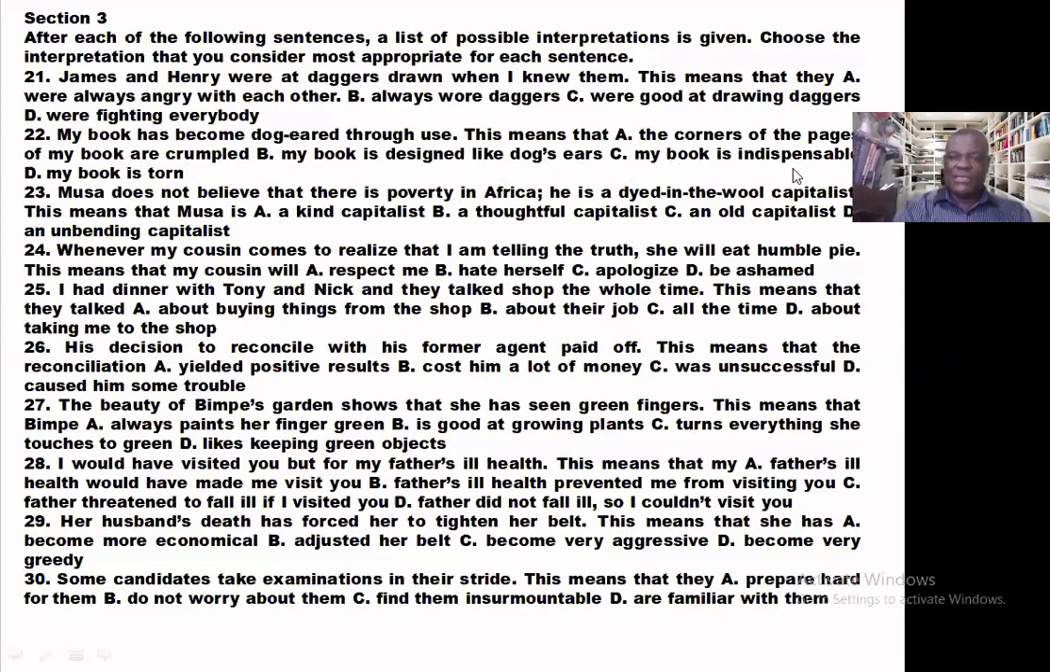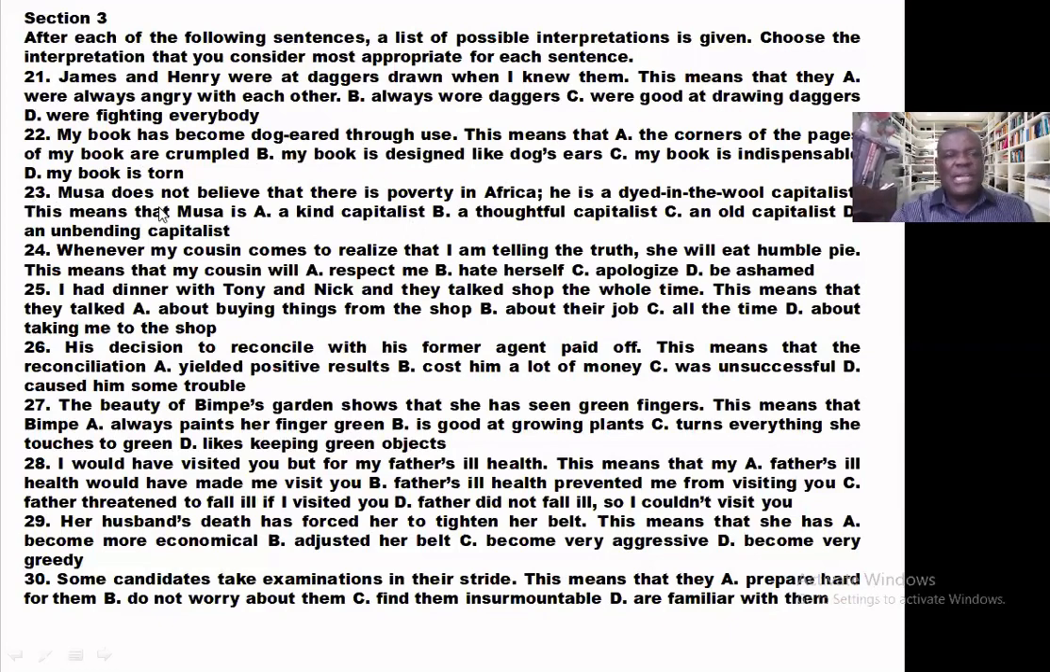No. My book is indispensable. No. My book is torn. Not necessarily. A book can be torn accidentally. But here, this one is the wear and tear that come with use. You have used it for a long time, and so it has become crumpled.